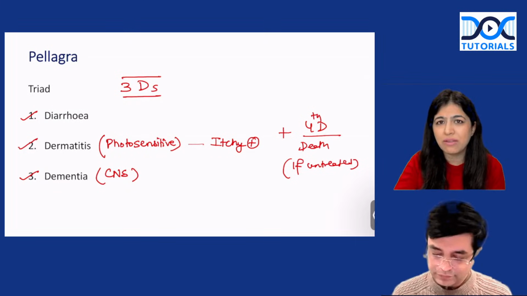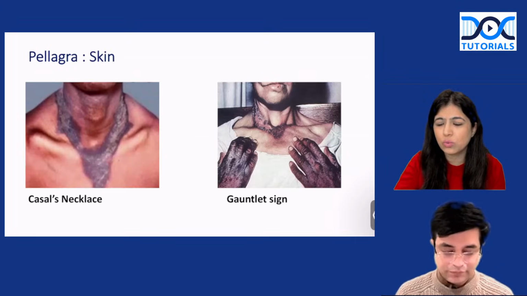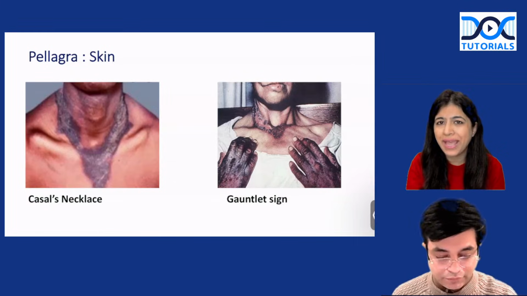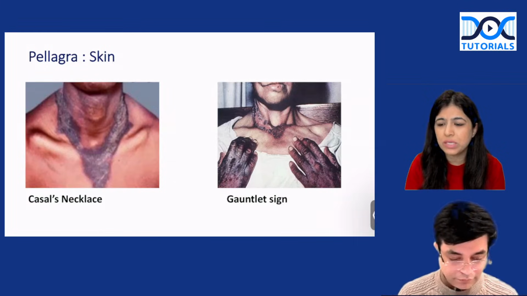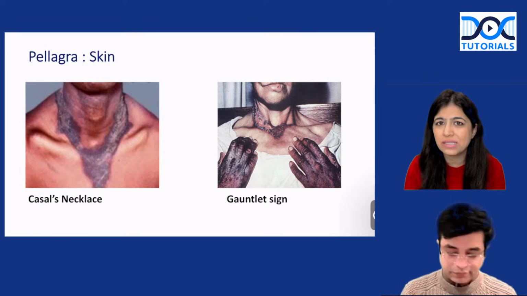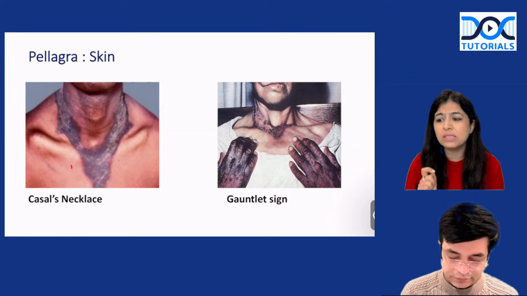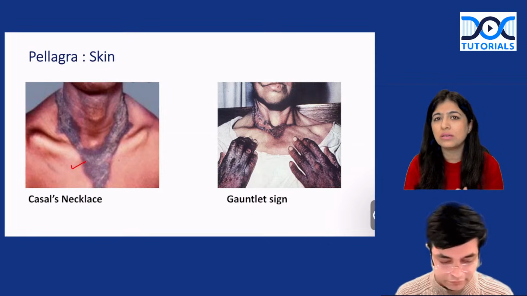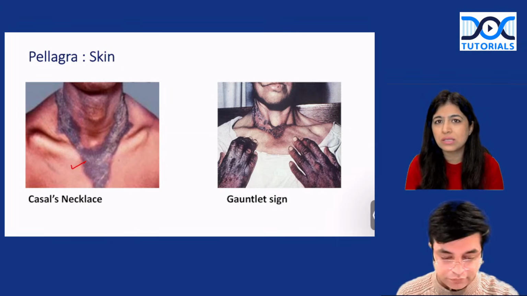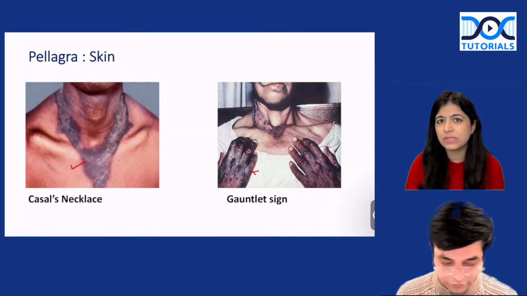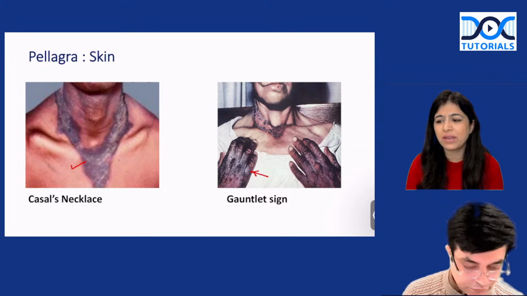Now, what are the skin manifestations? You see a rash which is photodistributed. So on the neck, when you see this V-shaped rash, this is called as Casal's necklace. And a similar rash you can see on the hands and the wrist. It actually has a sharp cutoff on the wrist based upon the clothes that you're wearing.